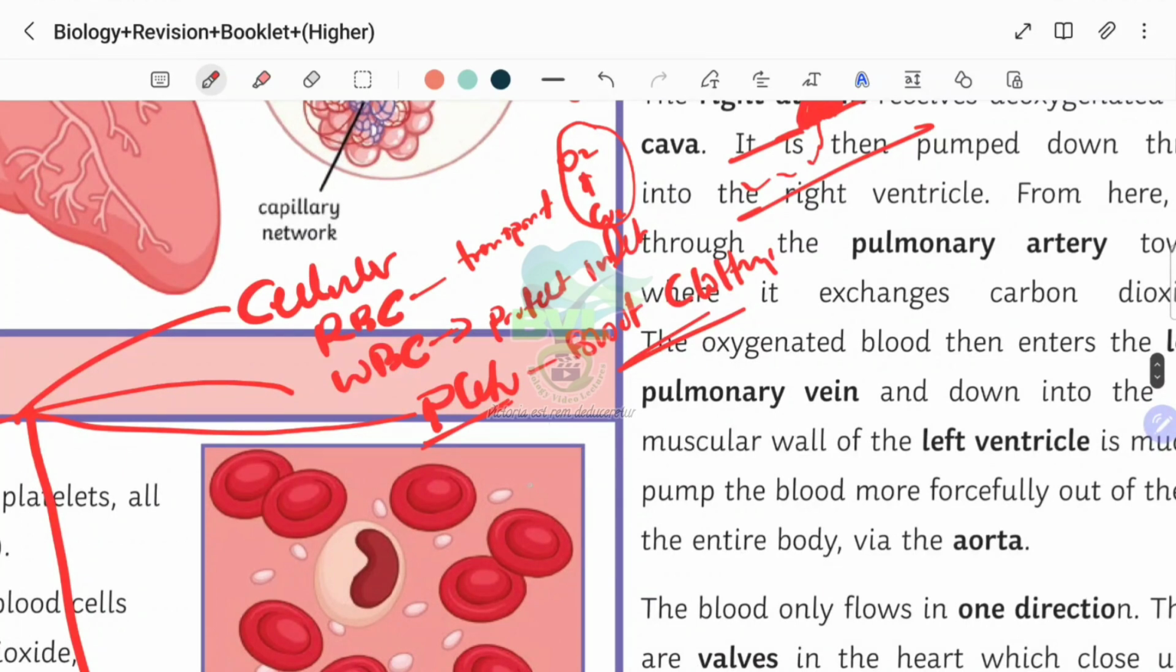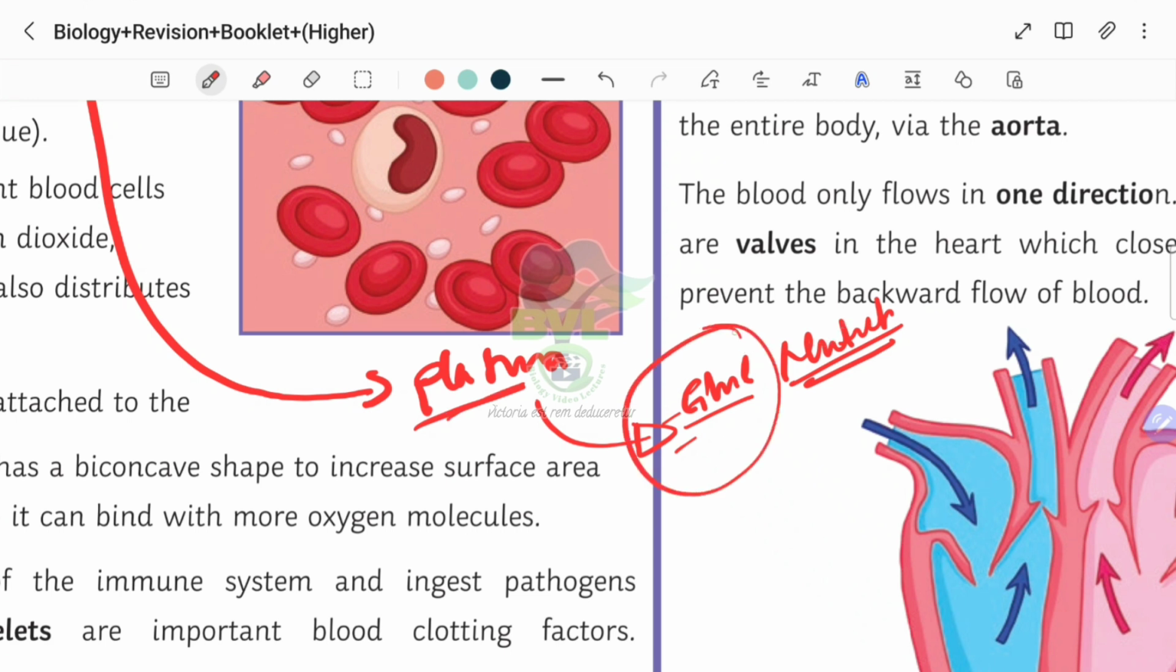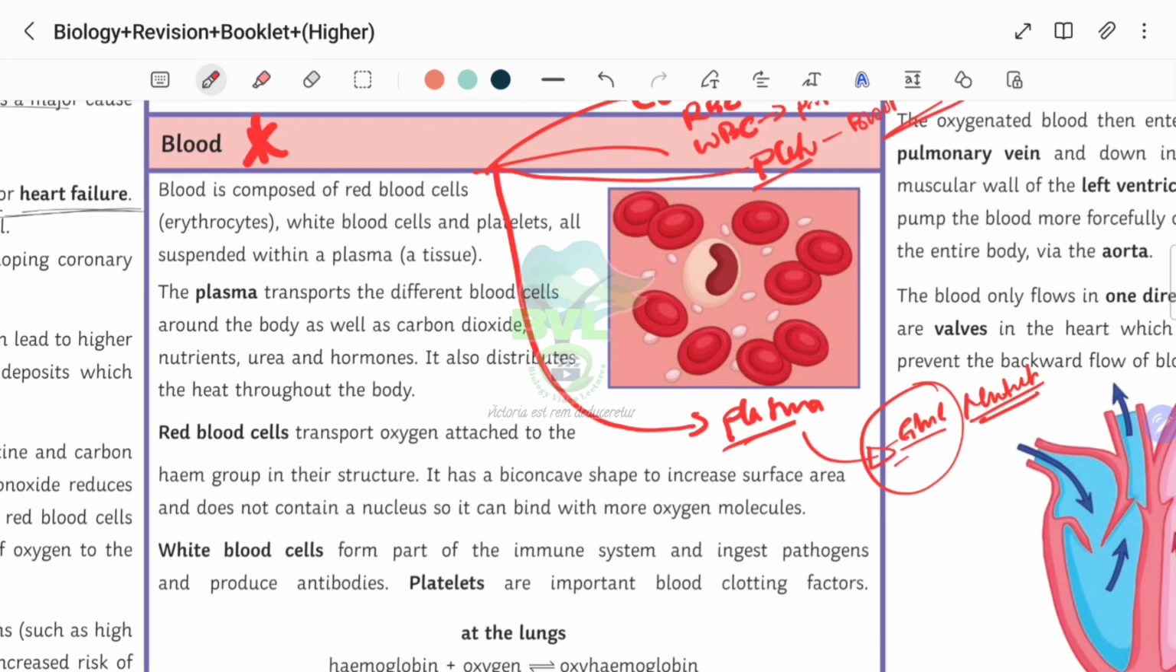Then the plasma, this one is where you have your glucose dissolved, your amino acids dissolved, all sorts of nutrients. So the point is, if you ask for the function of plasma, that's why you have nutrients being transported, which includes glucose, amino acids, all sorts of food substances, even waste as well. So not just nutrients, even the waste product is also being transported in there. Okay, so you can just pause the video here to further read this.